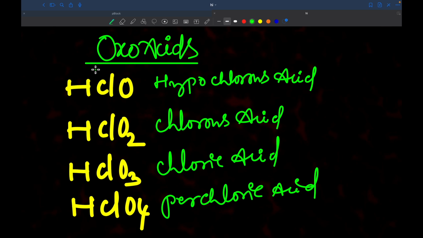What is the oxidation number of chlorine? Can you state the oxidation numbers of chlorine in these oxo acids? Hydrogen is plus 1, oxygen is minus 2. Here it is plus 1. What about here? +3, very good. +5. Here it is +7. Got it?